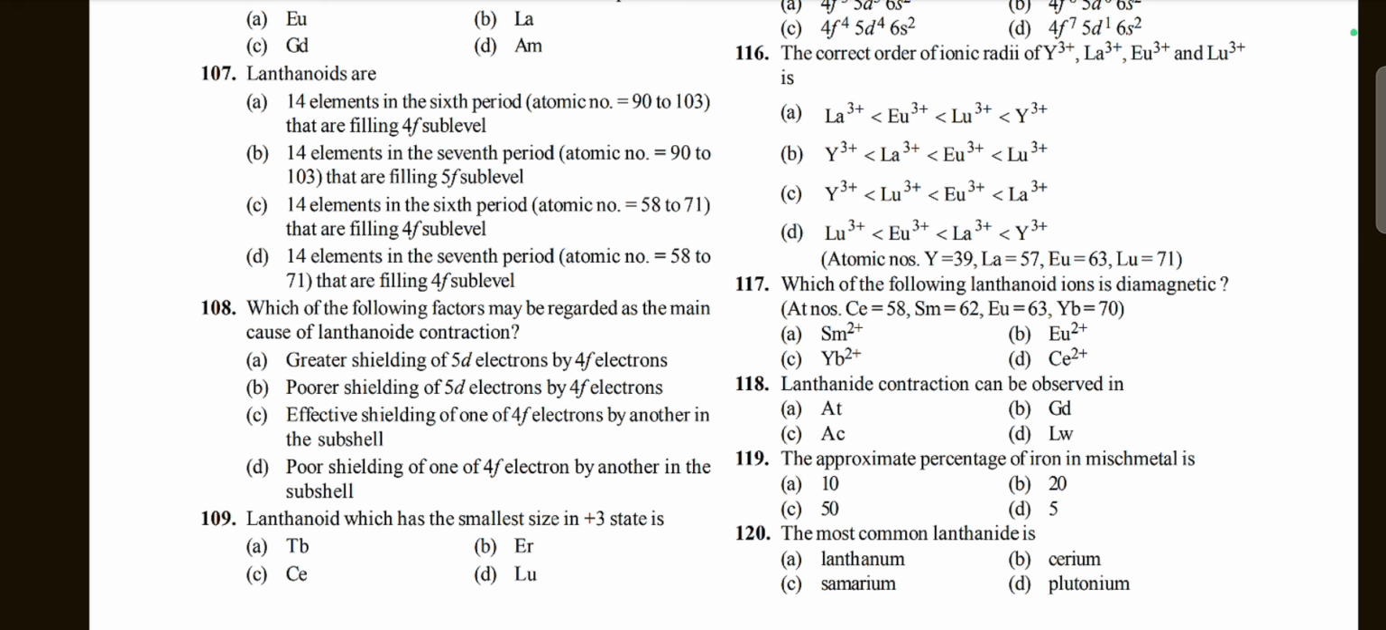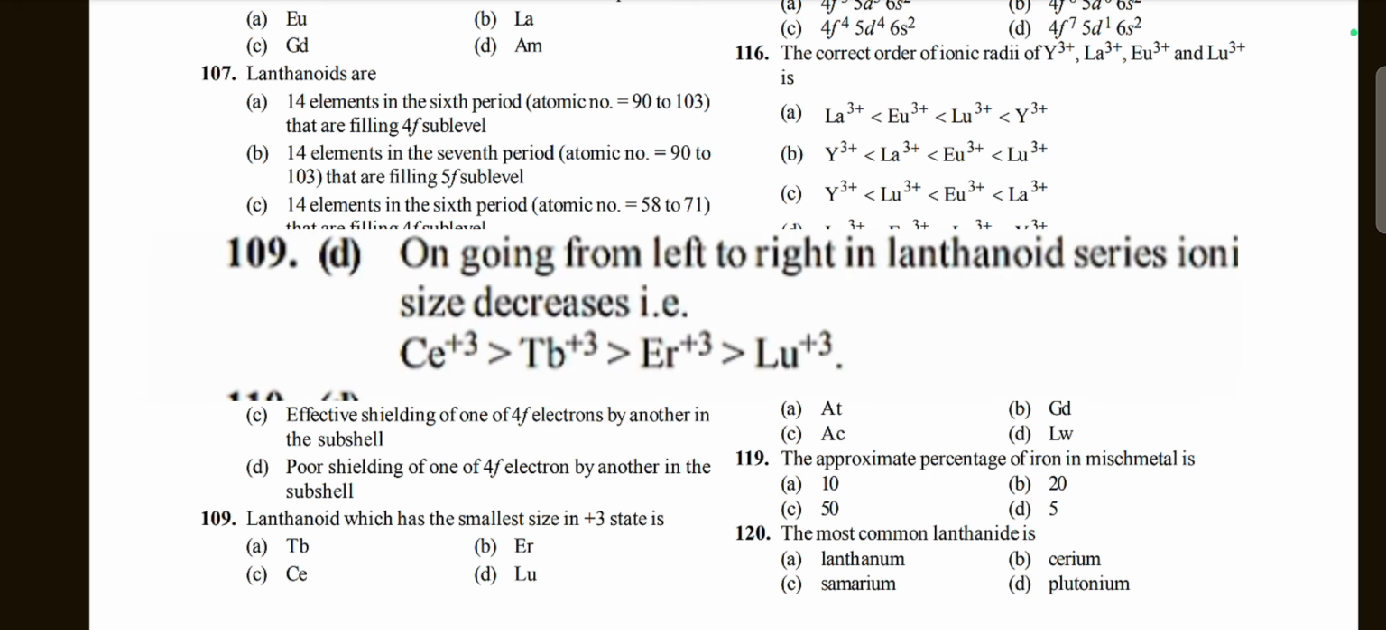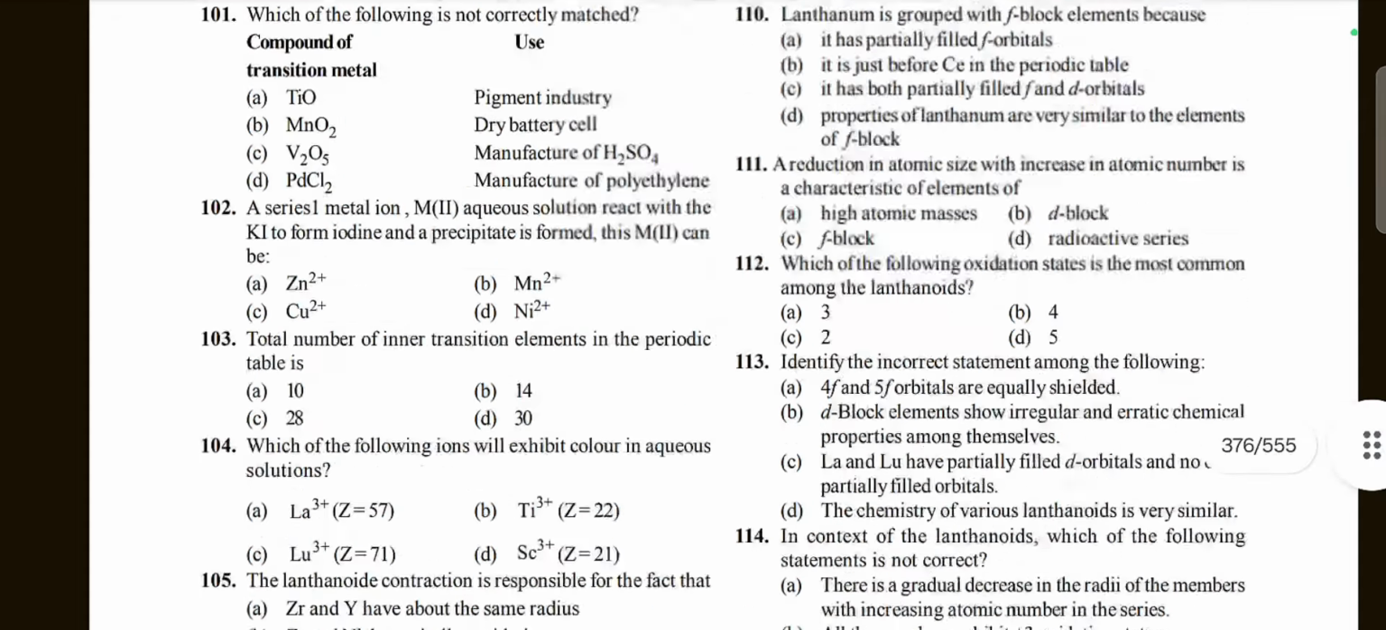Which lanthanoid has the smallest size in plus 3 oxidation state? It will be Lu. On going from left to right in the lanthanoid series, ionic size decreases. So the order is Ce3+ greater than Tb3+ greater than Er3+ greater than Lu3+. So option D will have the smallest size.